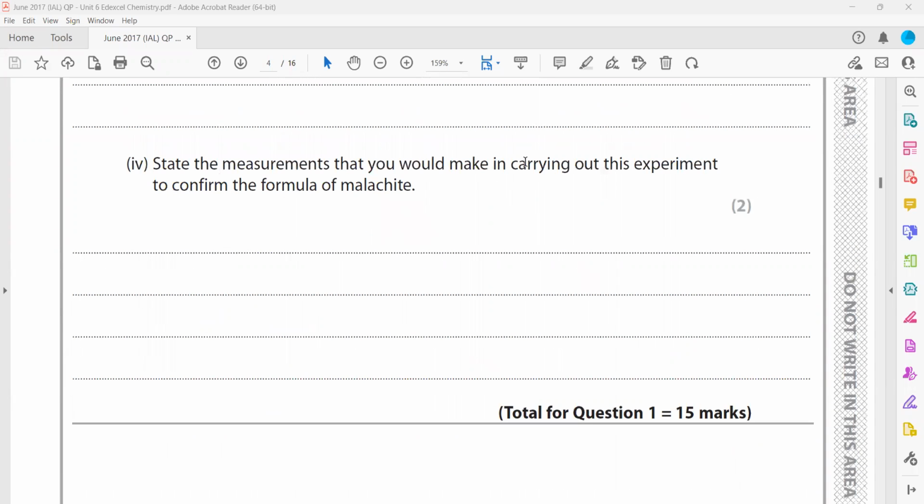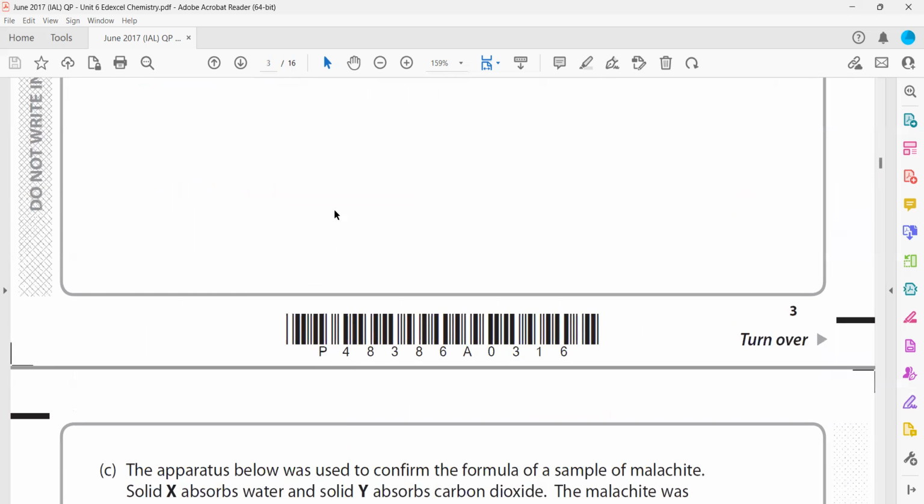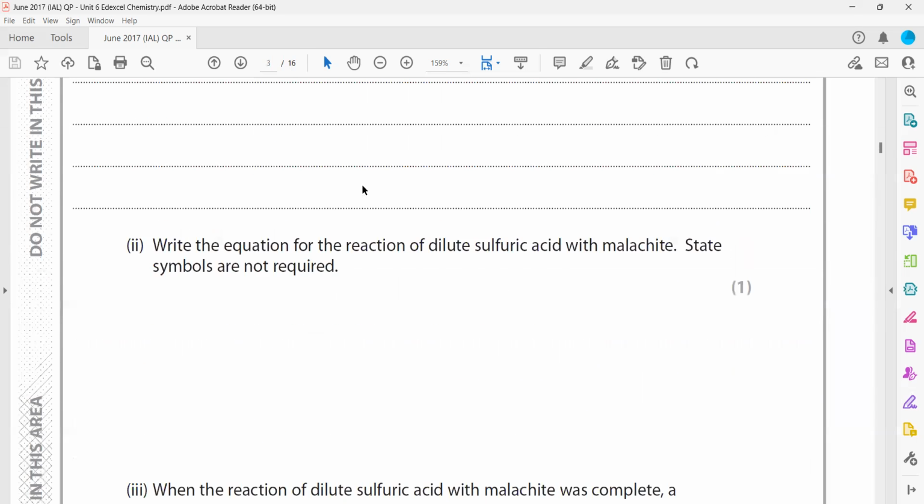State the measurement that you make to carry out this experiment to confirm the formula. So how can we work out what might be the formula of this malachite? What we can do is measure the mass of a sample in the beginning, and measure the mass of the residue, and then find their moles, because of the balanced equation for thermal decomposition.